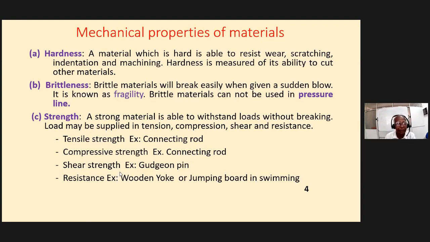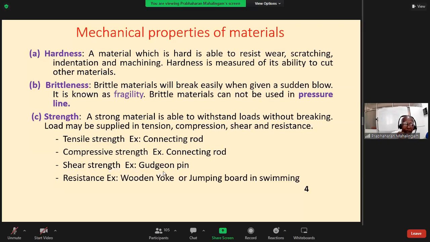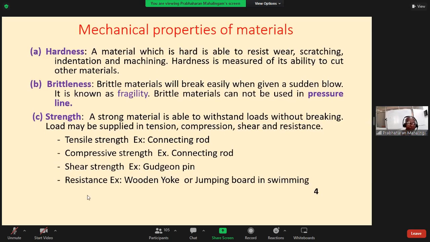Shear strength, example, gudgeon pin, that also needs shear strength. The crankshaft is rotating, and at the same time the gudgeon pin is connected with the small end bearing of the connecting rod. So that is functioning, and you may have some problem. If the shear strength is not enough, the gudgeon pin may be damaged.